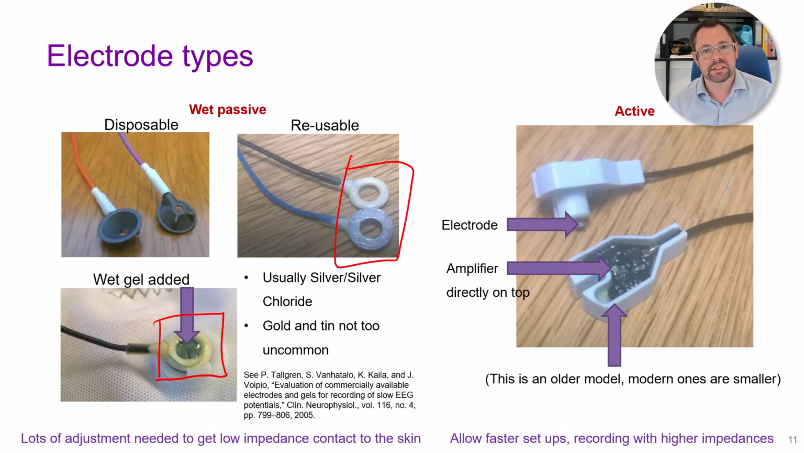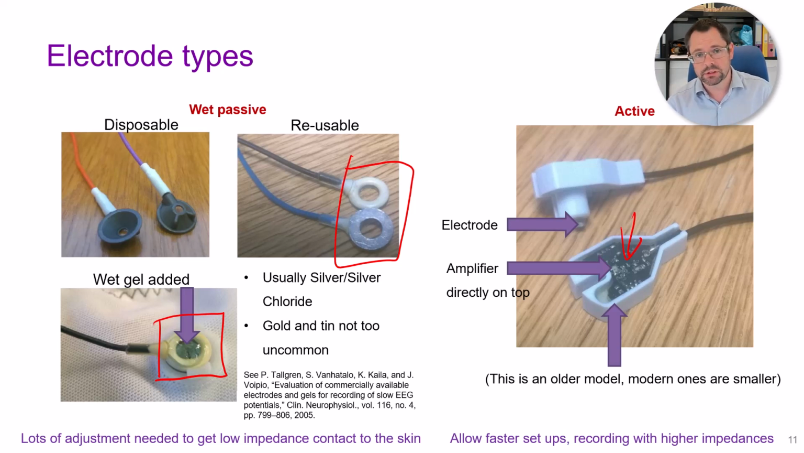Typically with an active electrode, there is still some gel, but nowhere near so much. And what an active electrode does is it takes some of the instrumentation that we're going to hear about a little bit later, and it puts it directly on top of the electrode. What this means is that there are fewer sources of interference possible. We're taking our small signal and we're amplifying it essentially as soon as we possibly can. The result is that we can tolerate a much higher contact impedance.